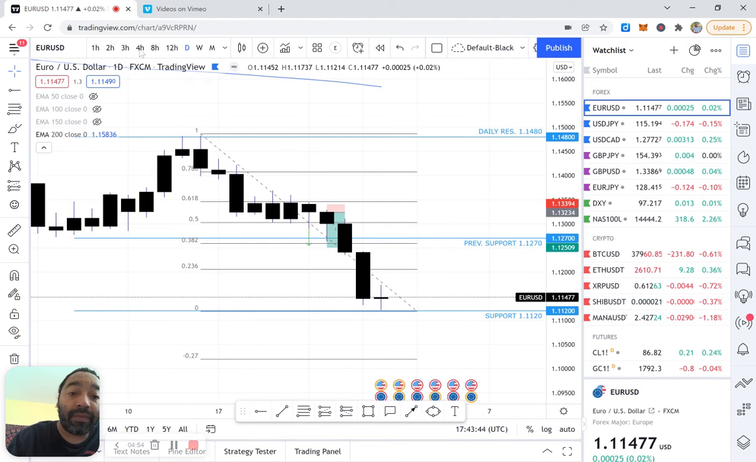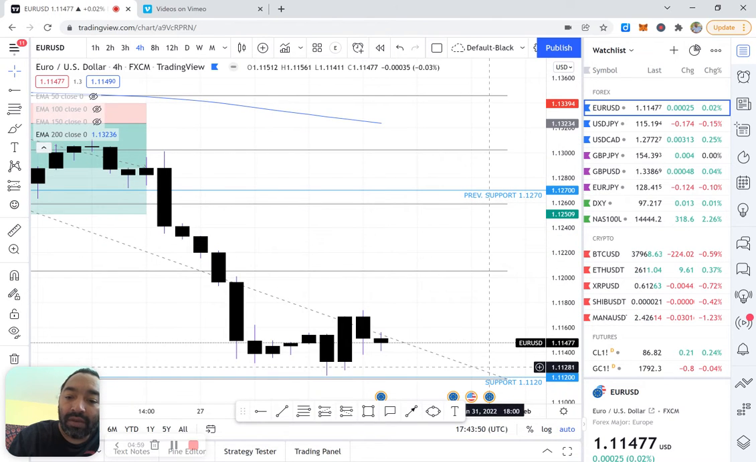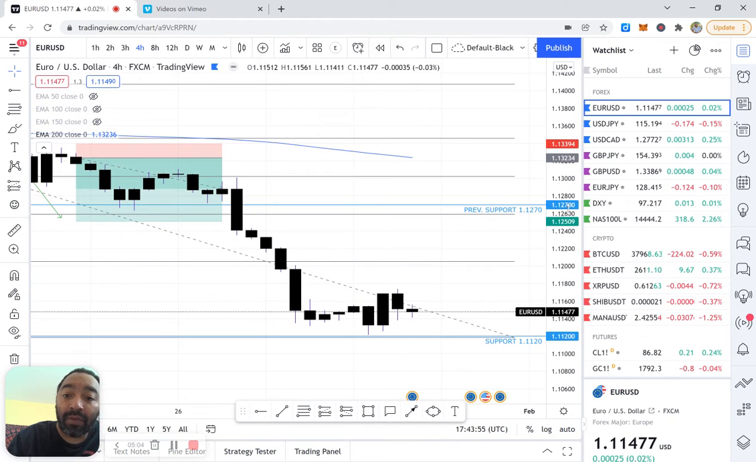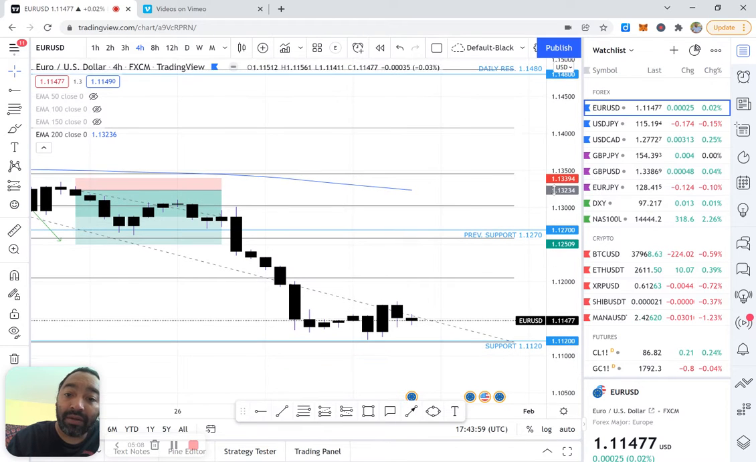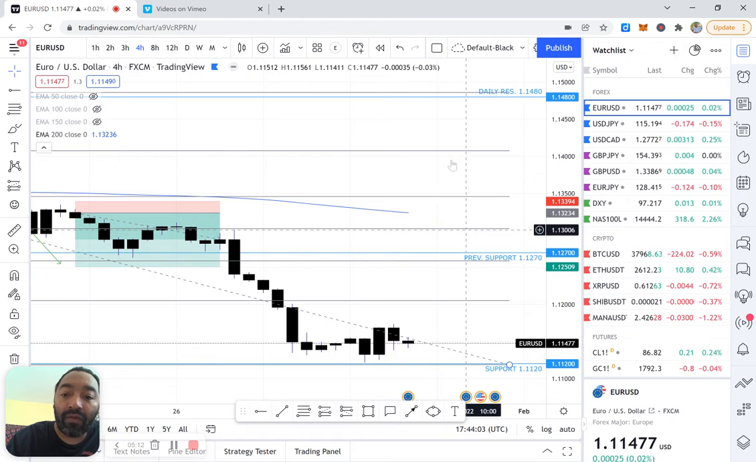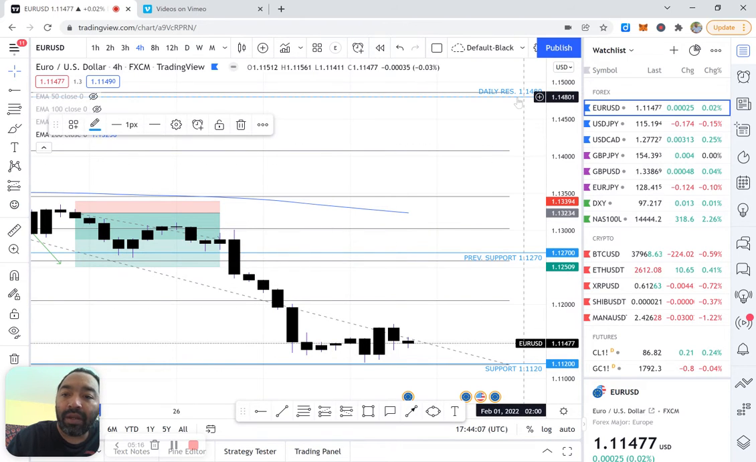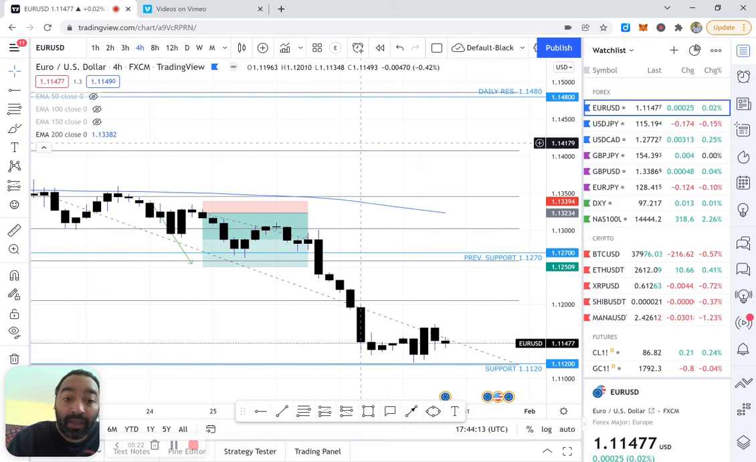So let's go back to the 4 hour. Now that I have my daily support, my daily resistance, these are the levels that I'm going to be working in. These are the levels that I'm expecting the price to either test or fall in. Now that I have the daily resistance up here, I can probably just get rid of this because I don't really need that, but I'll just leave it for now for reference.